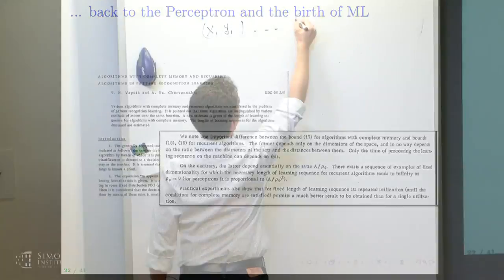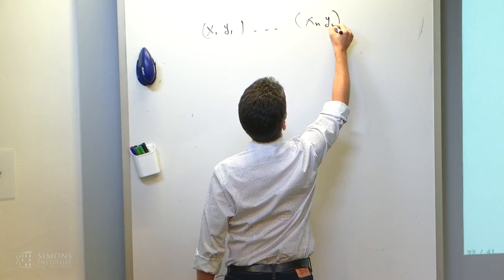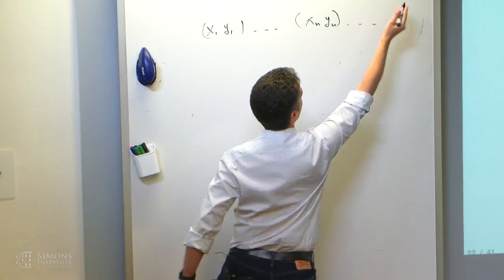But again, I just want to spend 2 minutes on the fact that this has deeper connections to the perceptron. For those of you who don't know what the perceptron is, this is the beginning of machine learning. In '57, '59, Rosenblatt introduced the perceptron, where you have a sequence x1, y1, and so forth, xn, yn, and maybe longer.